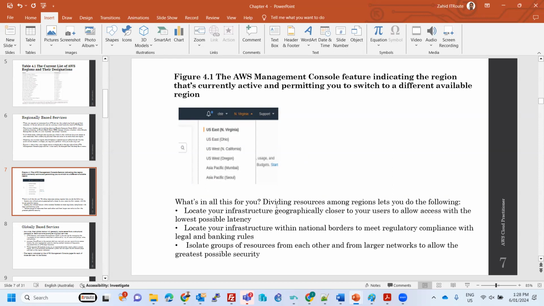So what's in all this for you? Dividing resources among regions lets you do the following. Locate your infrastructure geographically closer to your users to allow access with the lowest possible latency. Locate your infrastructure within national borders to meet regulatory compliance. Isolate groups of resources from each other and from larger networks to allow the greatest possible security.